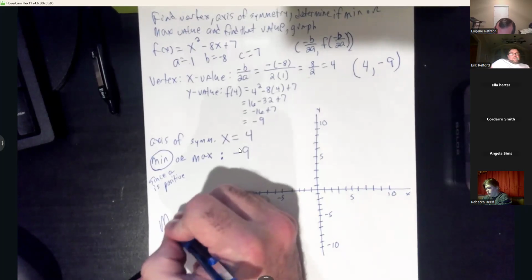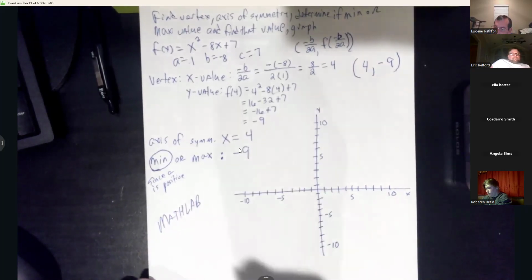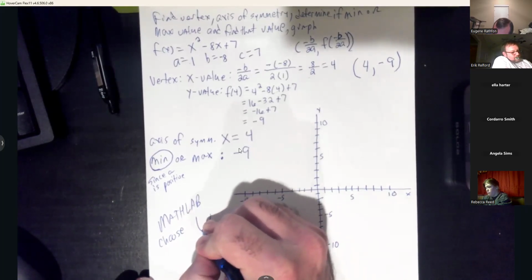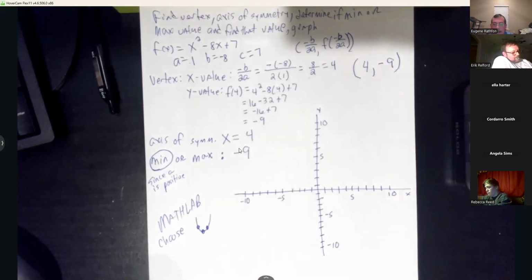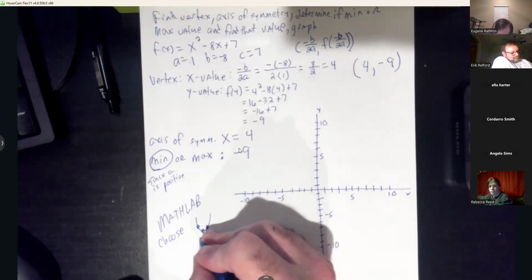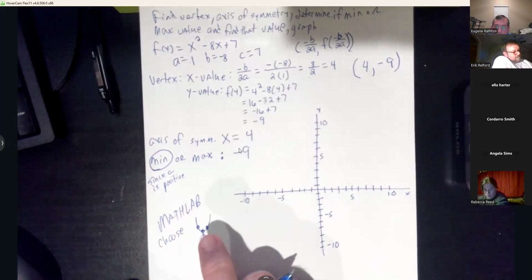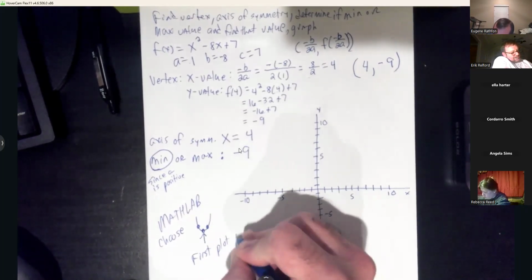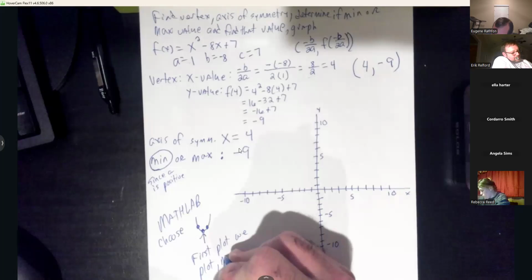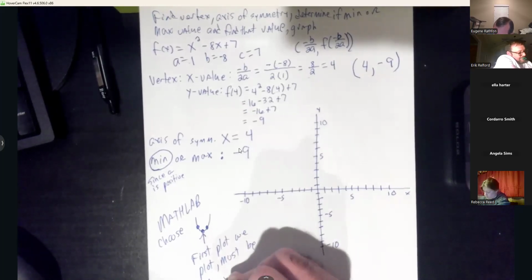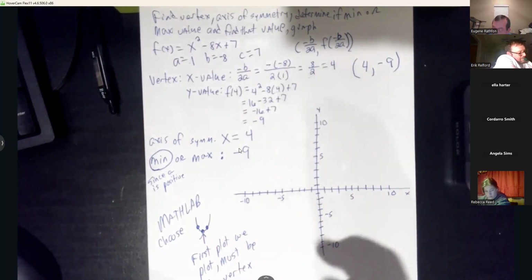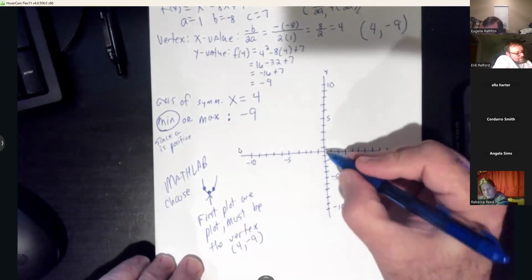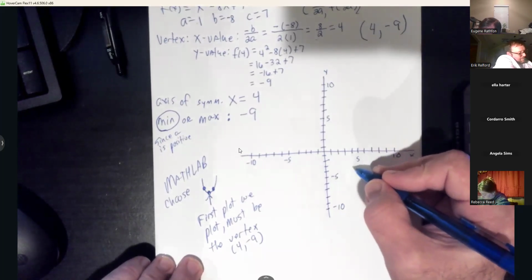All right, y'all. So Math Lab, here's the thing. You're going to choose the parabola tool, but this thing has 3 points on it. Now, it's very picky about the first point. First point we plot must be the vertex we found. So for me, that was what? 4, -9. All right, y'all. So I'm going to go right 4 and then down 9.